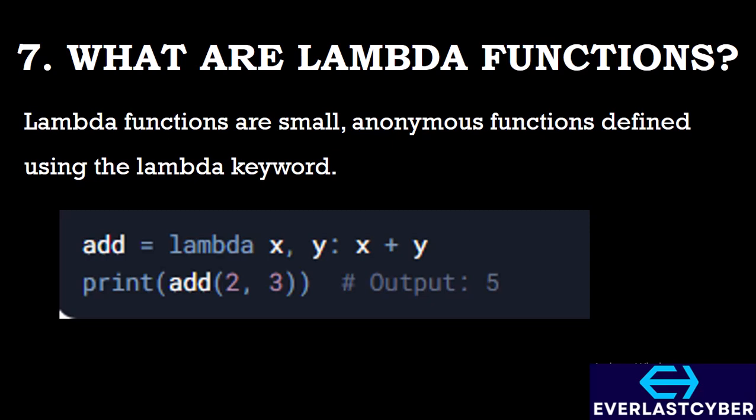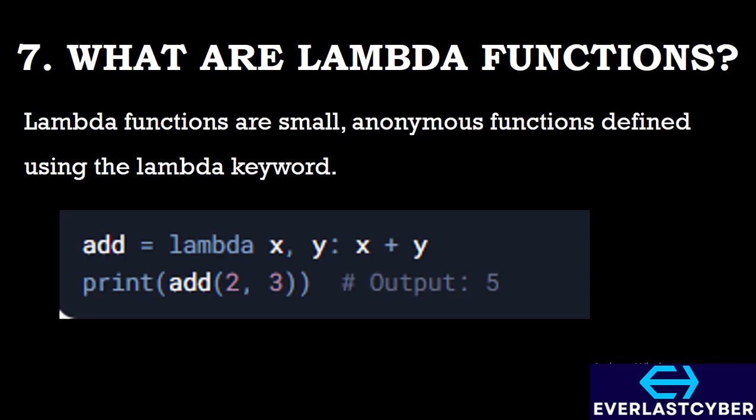Some key points you need to know about the lambda function. The first one is that lambda functions don't have a name unless assigned to a variable. The second point is they can only contain one expression, which is evaluated and returned. So like the example we have on the screen, there's just one expression there, which is x plus y. And when this expression is evaluated, it returns the answer.